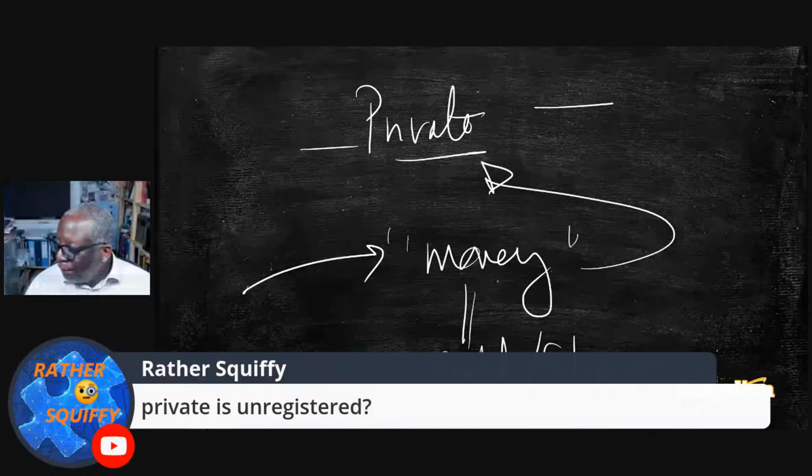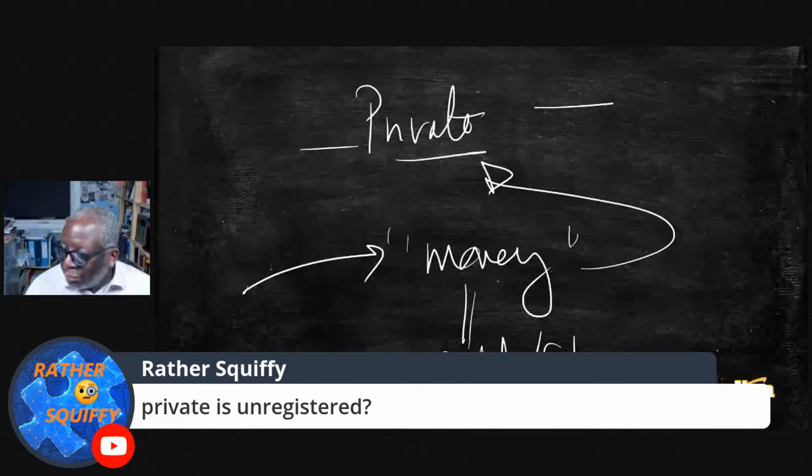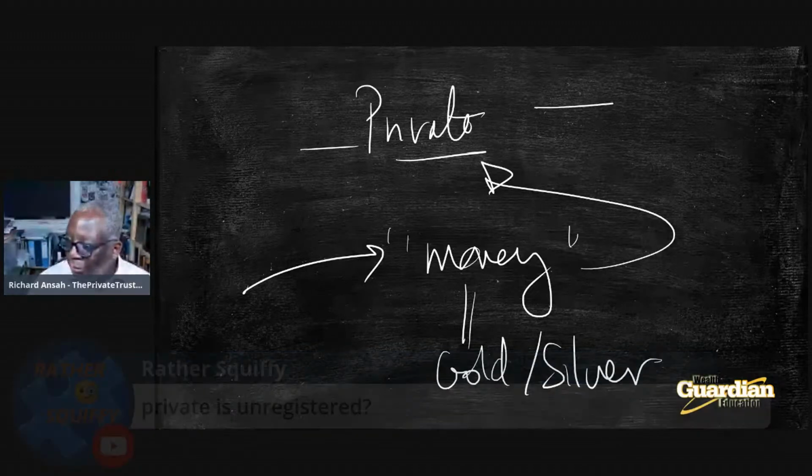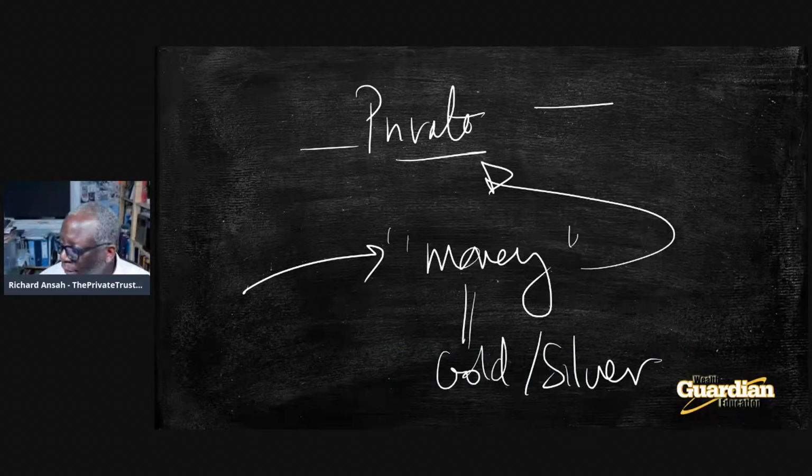We've got Squiffy, who says private is unregistered. Public is also unregistered. I don't register trusts in the public. As I said, that is changing slightly, but I'll explain that in a minute so people don't misunderstand. There's no registration of trusts in the public, just so you're aware. I'm not sure where that's come from. That comes under UK law.